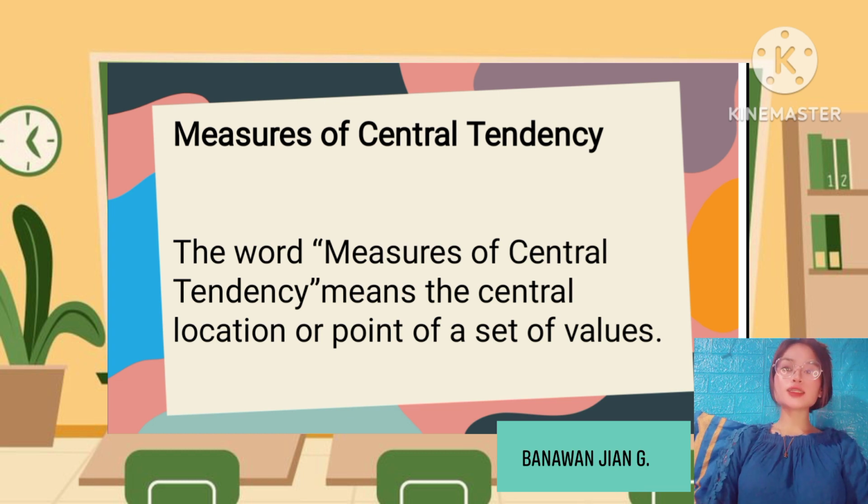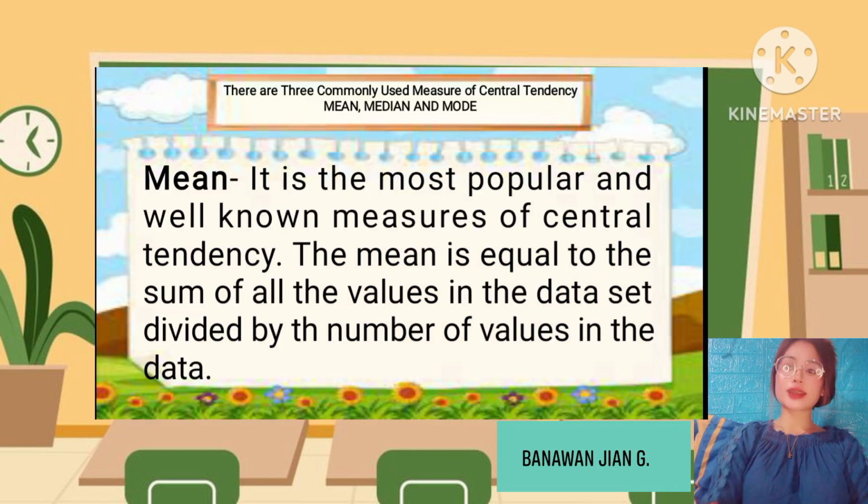So measures of central tendency. The term measures of central tendency means the central location or point of a set of values. That means it is a single value that attempts to describe a set of data by identifying the central position within the set of data. There are three commonly used measures of central tendency: the mean, the median, and the mode.